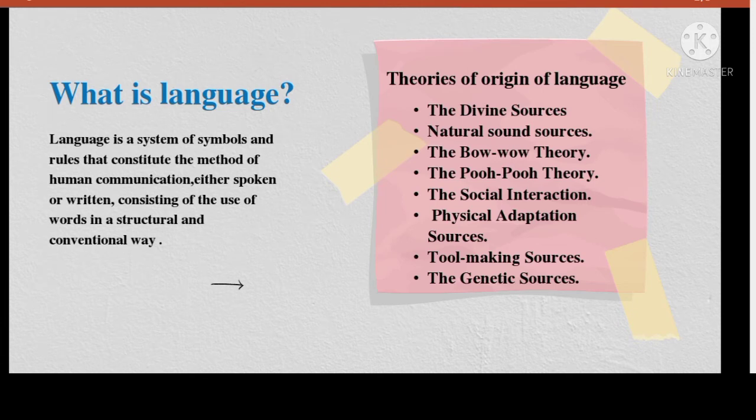Language is a system of symbols and rules that constitute the method of human communication. As language is a system of symbols, human beings use those symbols in their communication to share their ideas, thoughts and emotions with other human beings, with their colleagues or mates. This communication can be spoken, meaning oral communication, or it can be written. It consists of the use of words in a structural and conventional way, and the communication follows some pattern or structure.